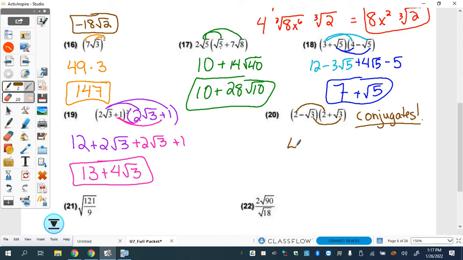So 2 times 2 is 4. Negative radical 3 times radical 3 would be negative 3. So we get 1.